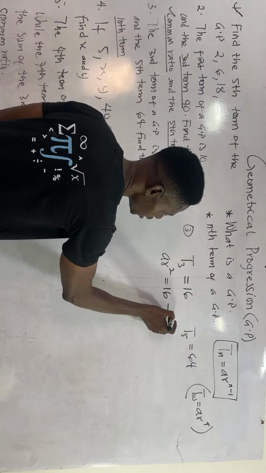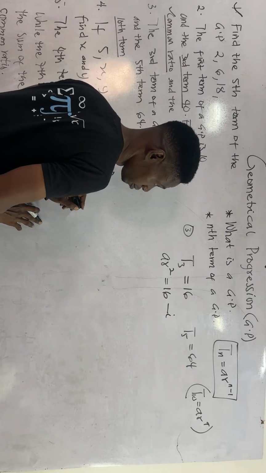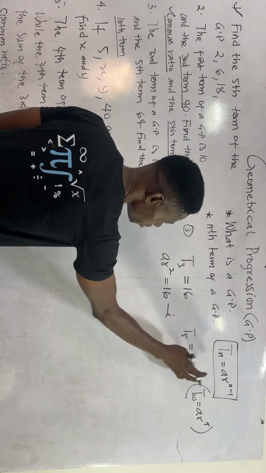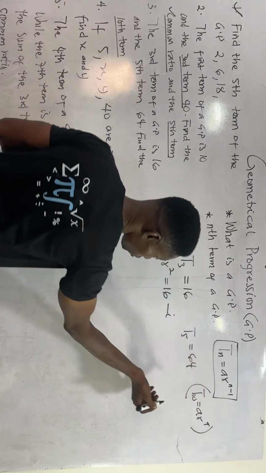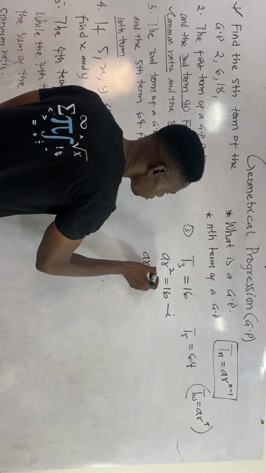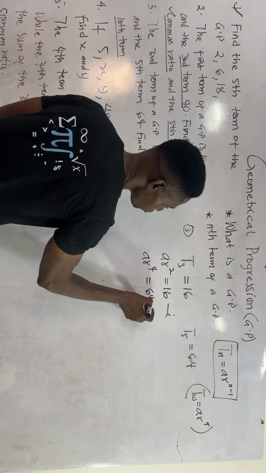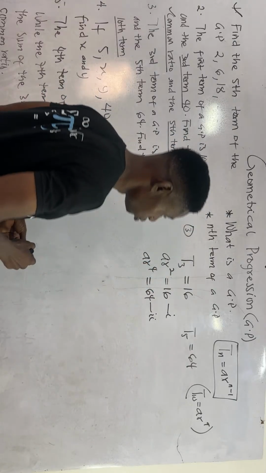So we call that equation 1. And at T5, based on what we have here, T5 will be AR^(5 minus 1), 4, right? So AR^4 equal to 64. Let's call that equation 2.